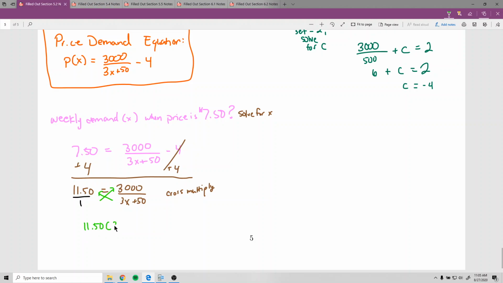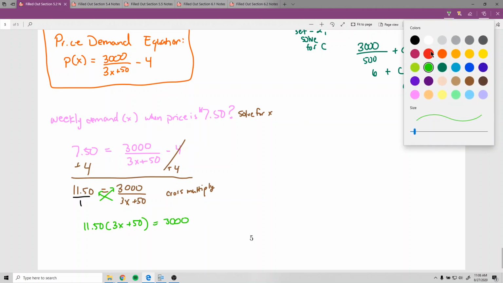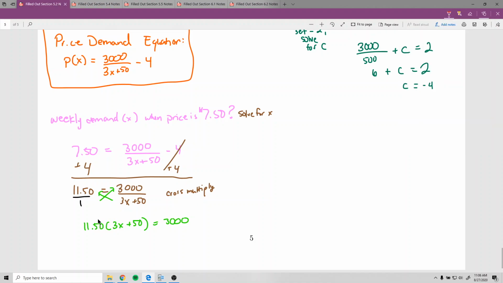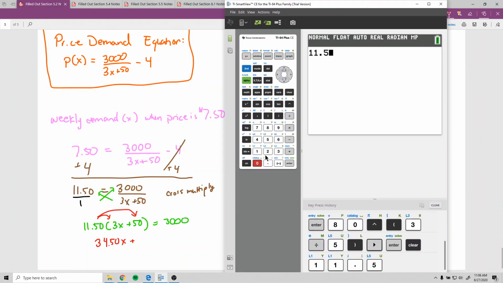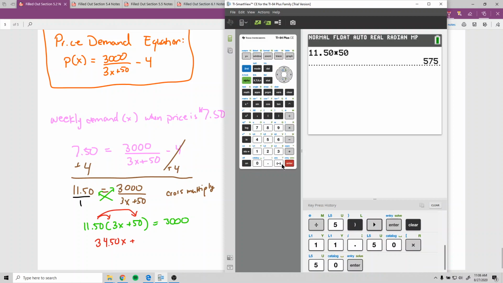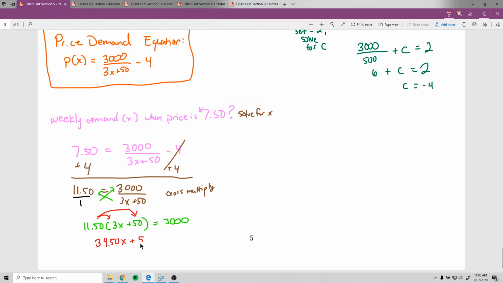On the left, we have 11.50 times 3x plus 50. And on the right, we're multiplying by 1, so it doesn't change anything. We got 3,000. But we want to solve for x, so we'll distribute the 11.50 through. 11.50 times 3 is 34.50x. And 11.50 times 50, I'm not sure on that one. Let's check. We get 575. Subtract the 575 from each side.